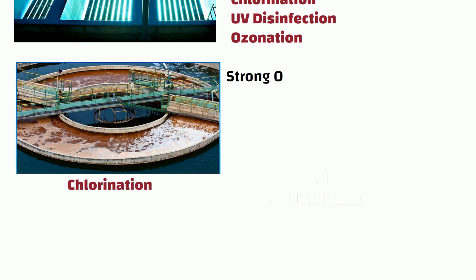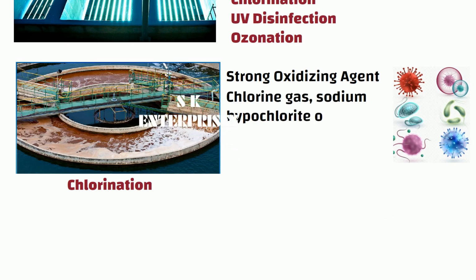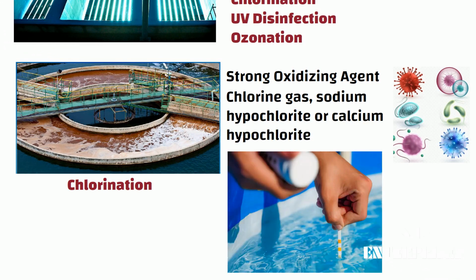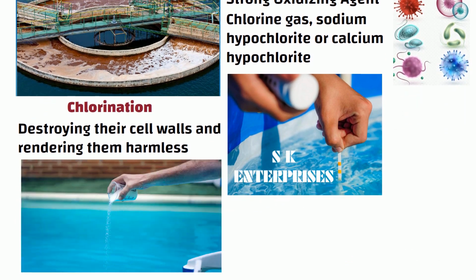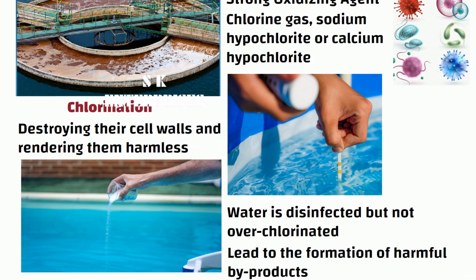Chlorine is a strong oxidizing agent that can kill a wide range of microorganisms. In the chlorination process, chlorine gas, sodium hypochlorite, or calcium hypochlorite is added to the treated water in a controlled manner. The chlorine reacts with the microorganisms, destroying their cell walls and rendering them harmless. The amount of chlorine added is carefully controlled to ensure that the water is disinfected but not over-chlorinated, which can lead to the formation of harmful byproducts.